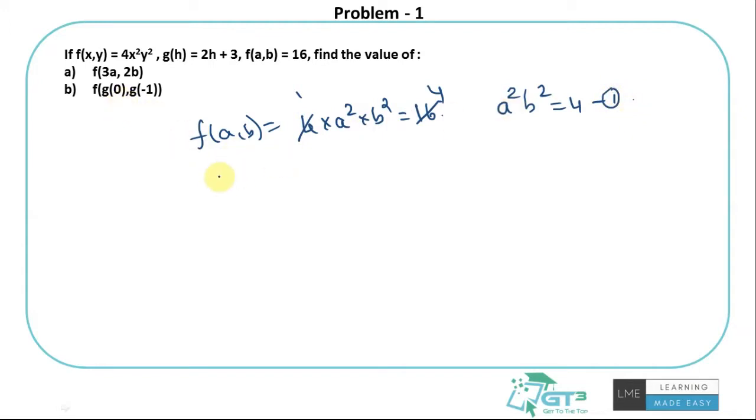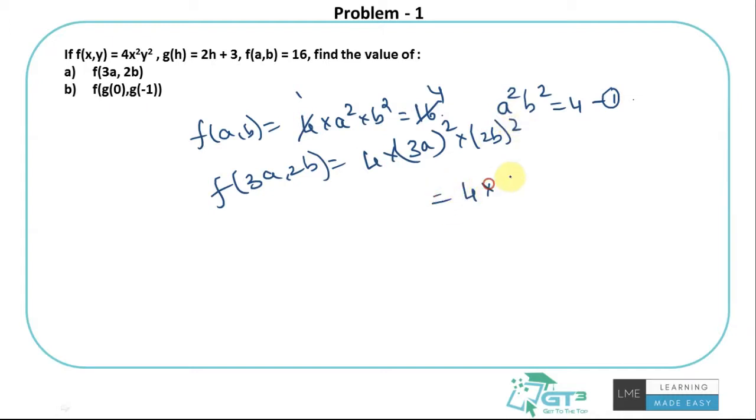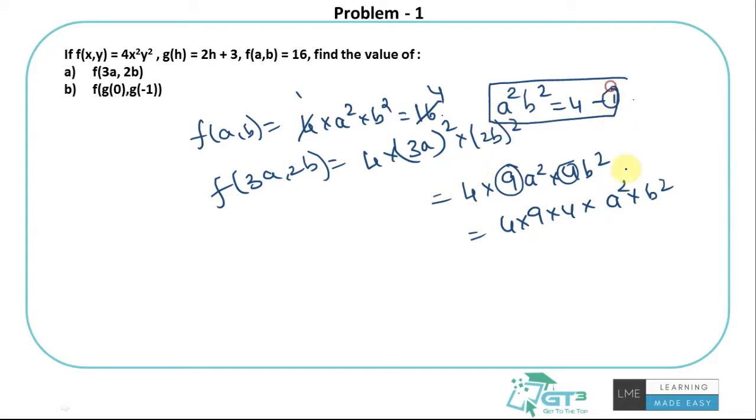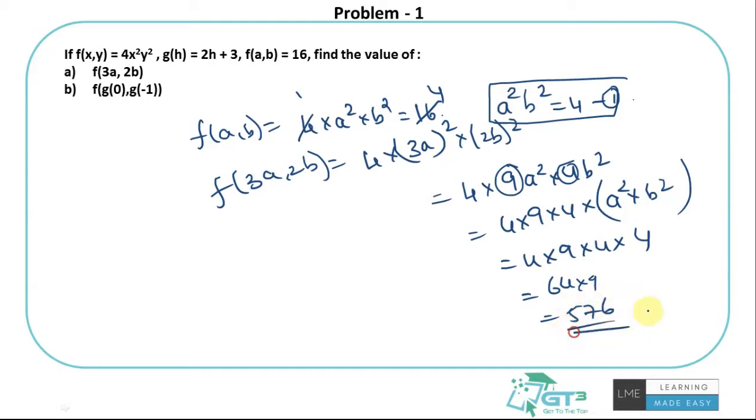I'll keep this aside for now. What is the question asking me? To find out f of 3a comma 2b. Now if I define it again in the same way, what will I get? 4 into 3a square into 2b square. So what would that be? 4 into 9a square into 4b square. If I take the coefficients to the left, it will be the same expression, 4 into 9 into 4 into a square into b square. From this I know a square into b square is 4, so I can replace this with 4. So this will come as 4 into 9 into 4 into 4. So this will be 64 into 9, that will be 576, and that's the answer for this.